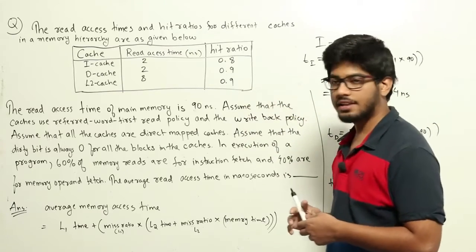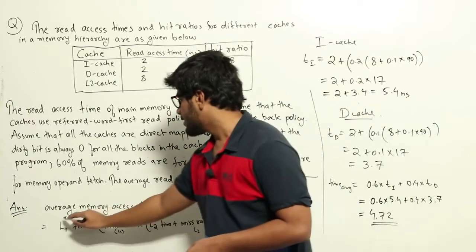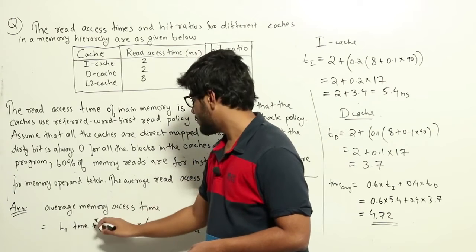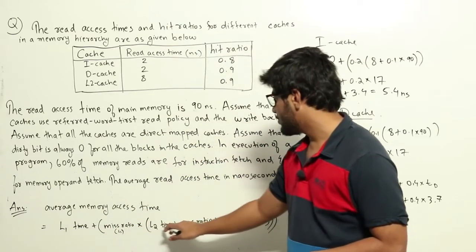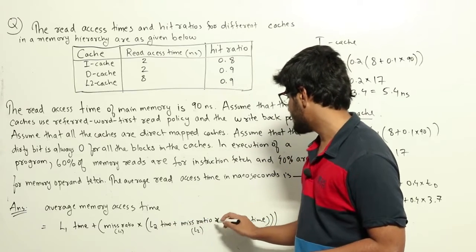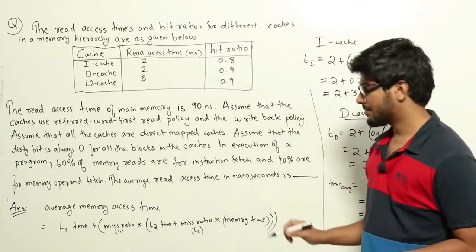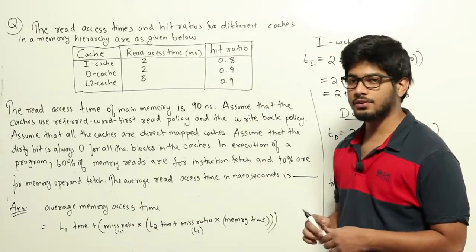So for L1 L2 cache, the average memory access time can be written as the L1 cache's access time plus miss ratio of L1 cache into L2 cache's access time plus miss ratio of L2 cache into main memory access time. So this is the equation for average memory access time when we have two L1 L2 caches.